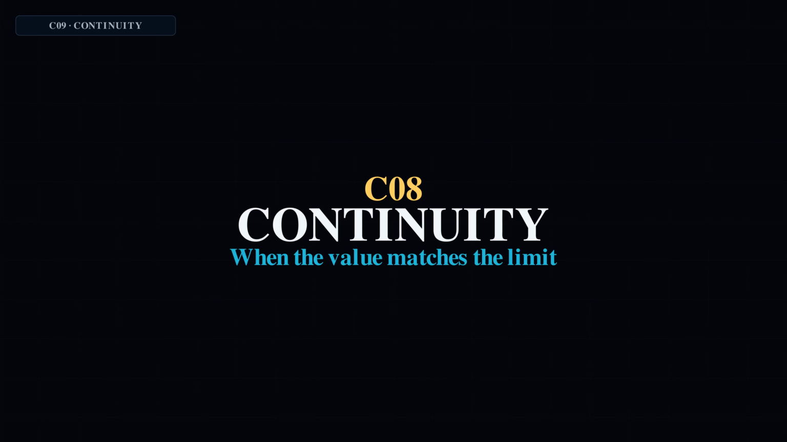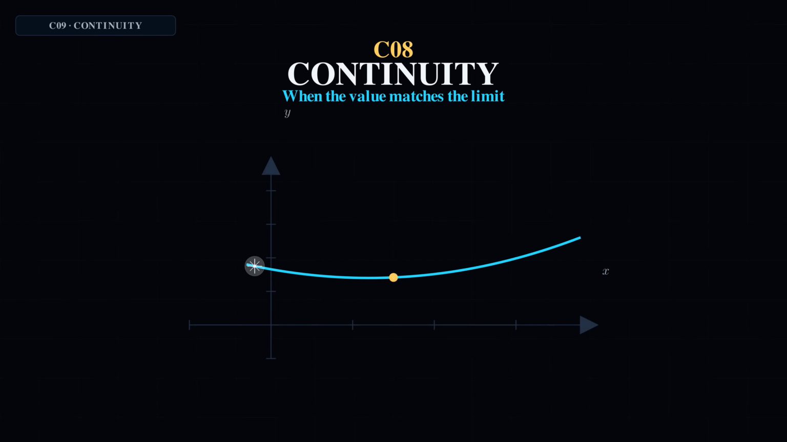In the previous chapter, we learned that a limit asks where nearby outputs are heading. Now we ask the next natural question. Does the graph actually keep that promise at the point? If the nearby outputs are heading toward one value, but the function value at the point is missing or different, the graph breaks. When the function value and the limiting value agree, the graph feels unbroken. That idea is called continuity.